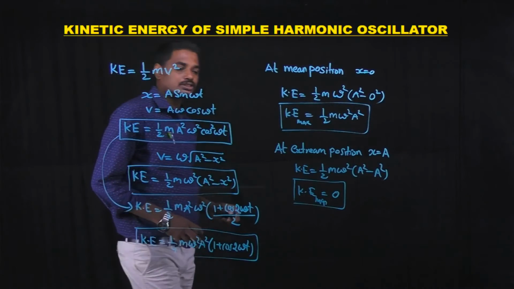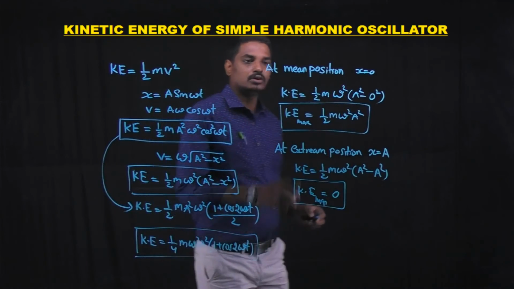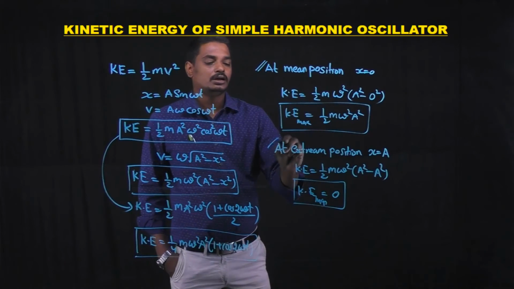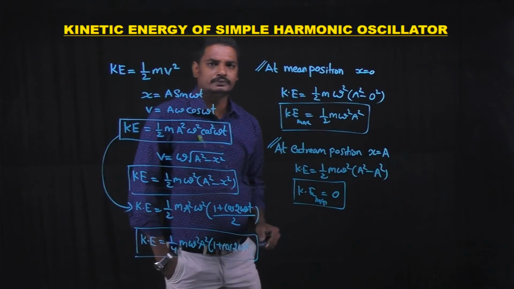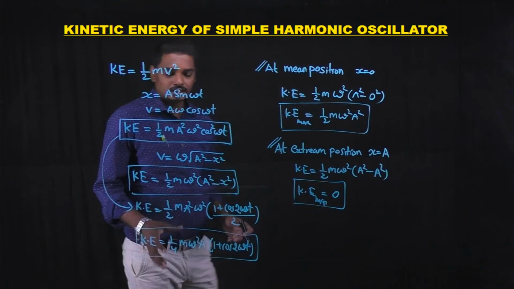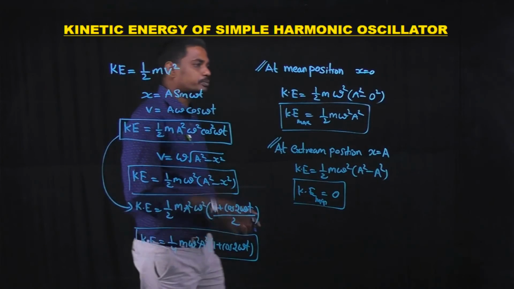Therefore, kinetic energy is also 0. So, these are the values of kinetic energy at its mean position and at its extreme position. Okay. Now, let us draw the graph regarding the kinetic energy and displacement.